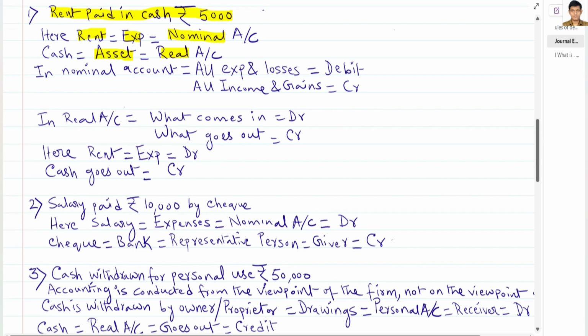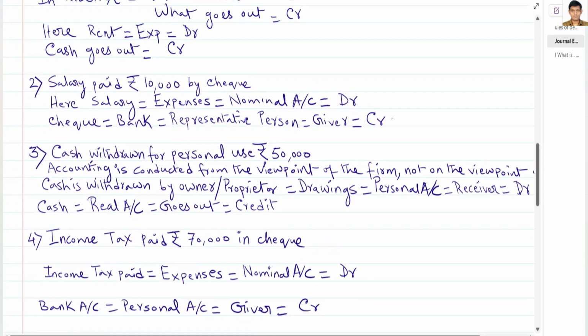Now the next journal entry. Salary paid rupees 10,000 by check. This means our business, our company, is paying salary to our employee rupees 10,000 by check. So here salary paid is also an expense, and since all expenses and losses and all incomes and revenues are nominal account, it will come under nominal account. And as per the nominal account rules of debit and credit, all expenses and losses are debit. So salary will be debit.